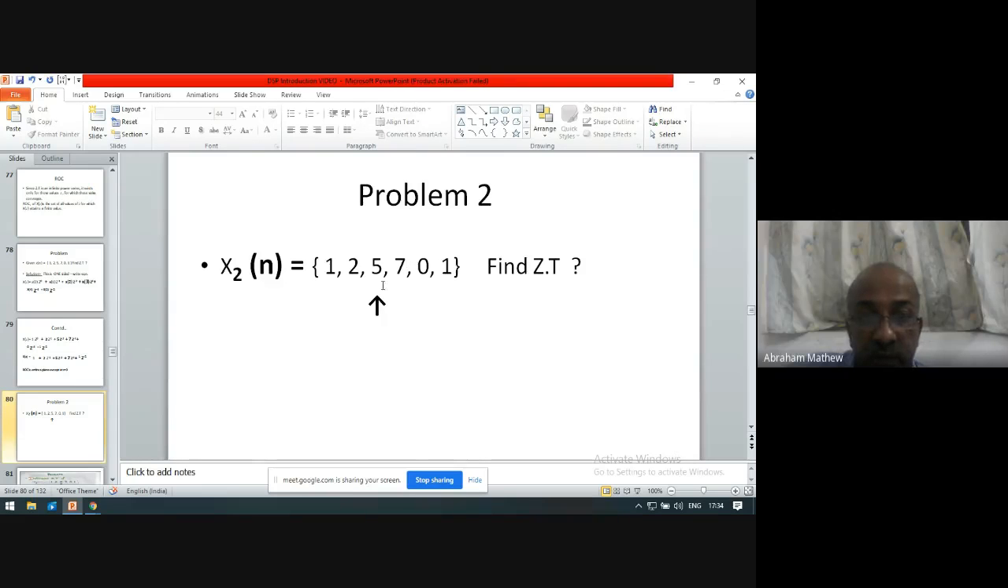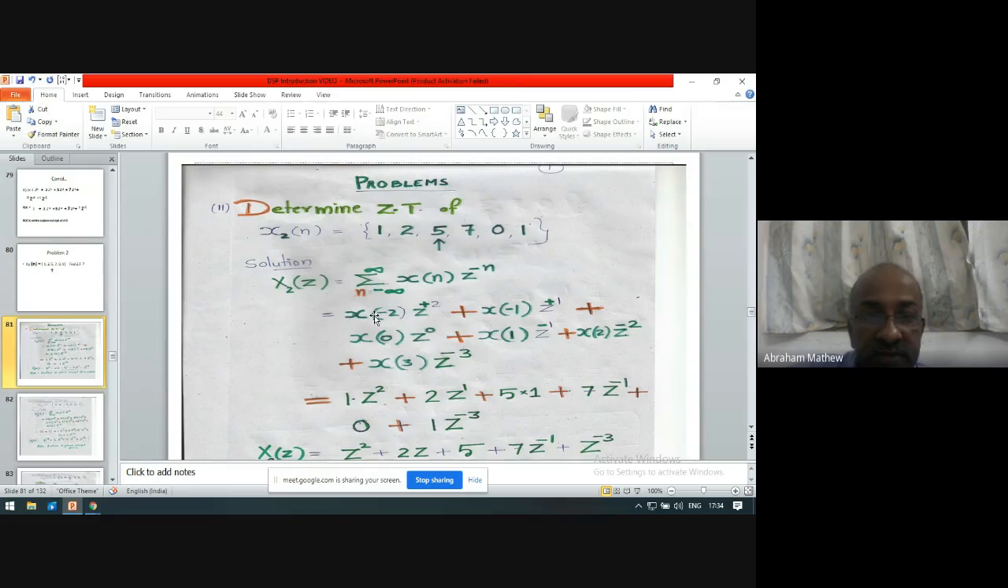Similarly, we can apply the same for this particular problem. Here they have mentioned the origin as 5. So x of 0 is equal to 5 here. We can find out the z transform. So this is the problem. Here it is a two-sided sequence. So x of z is equal to sigma n is equal to minus infinity to infinity x of n z power minus n.